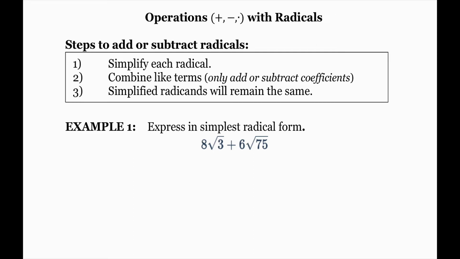The number out here tells us we're looking for pairs or triples or whatever it is. It's called the root or the index. If it's not there, it's a square root. We're looking for pairs. And then the number in front is called the coefficient.